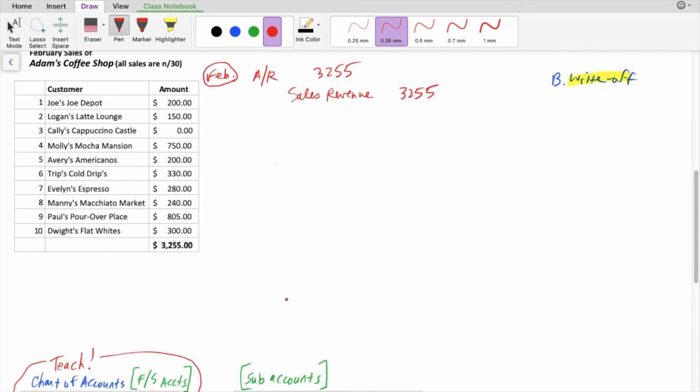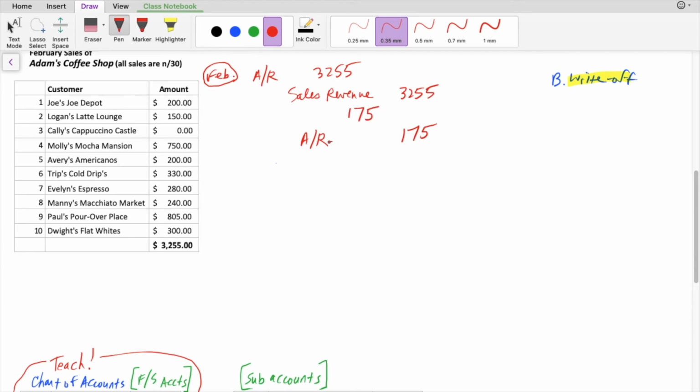So what do I do? Well, if Callie's Cappuccino Castle is not going to pay me the amount that they owe me, and I'm not going to get it based on what I've determined, then I need to get it off of my books. Because I don't want to keep telling the readers of my financial statements that I expect to collect it, because I don't. And so what do I do? Well, the first thing I'm going to do is credit accounts receivable for $175.